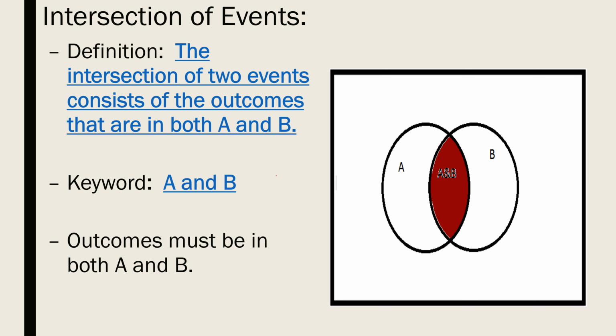The intersection of two events consists of the outcomes that are in both A and B. That is the definition of intersection of events. The outcomes must be in both A and B, which is represented by the red part in this plot.